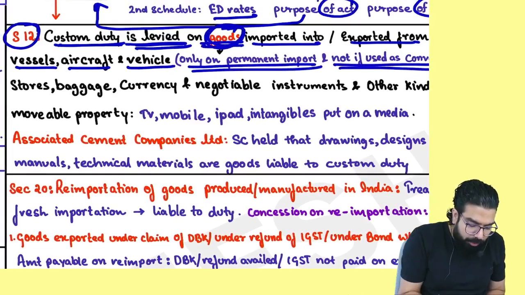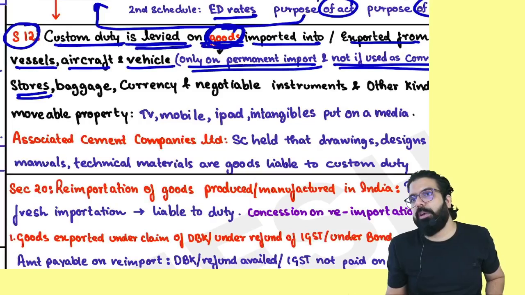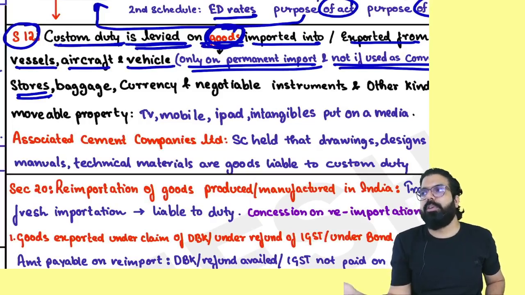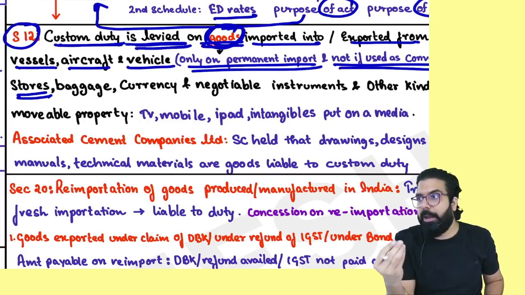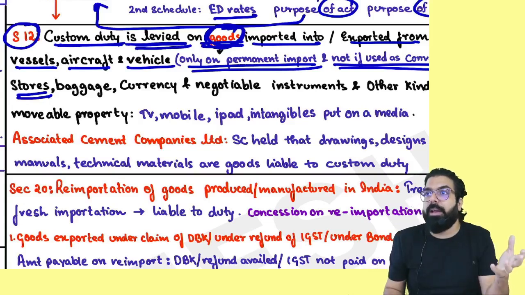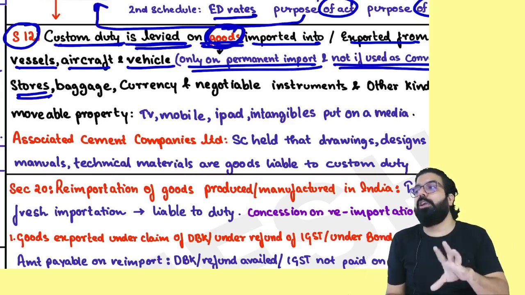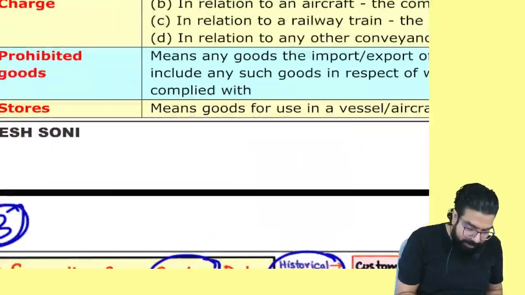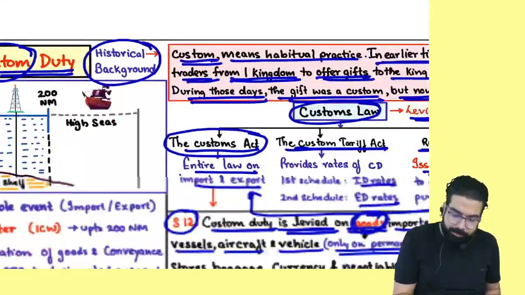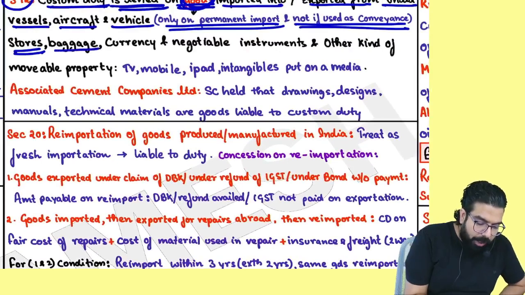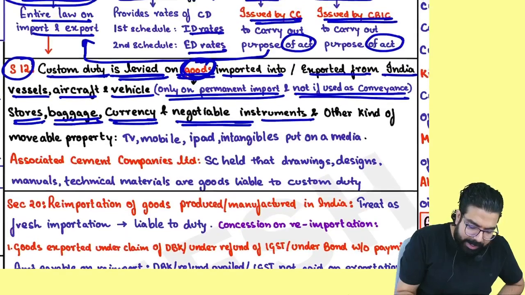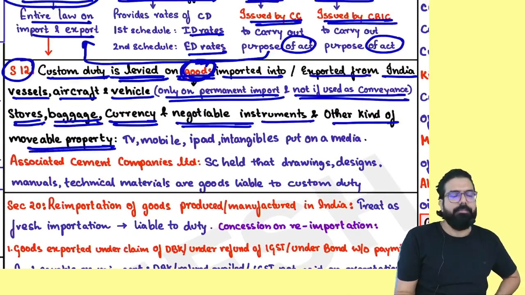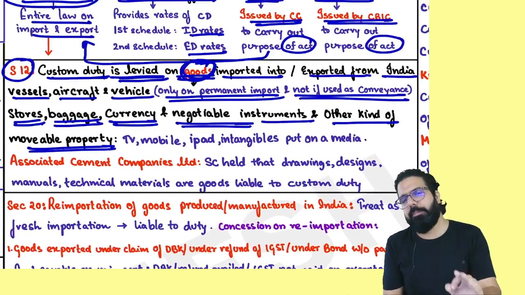Next, sir, goods. Stores are also goods. What is stores, everyone? The items which are bought by ships, or basically in the ship, the fuel will be there for running of the ship, the spare parts for running of the ship, for human beings the life jacket, etc. will be there. Those are known as stores. See, I've given the definition here. Stores, baggages, currency, and negotiable instrument, and any other kind of movable property. Always remember one thing, they will be termed as goods.